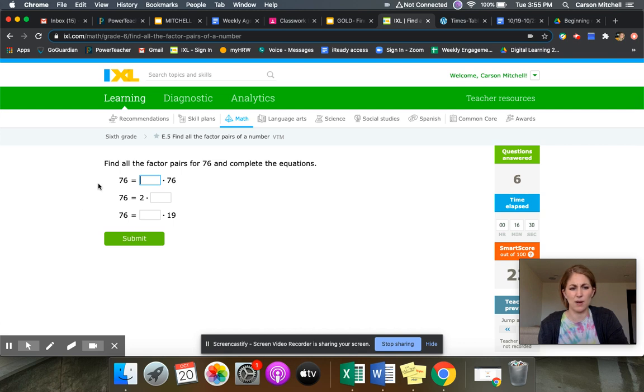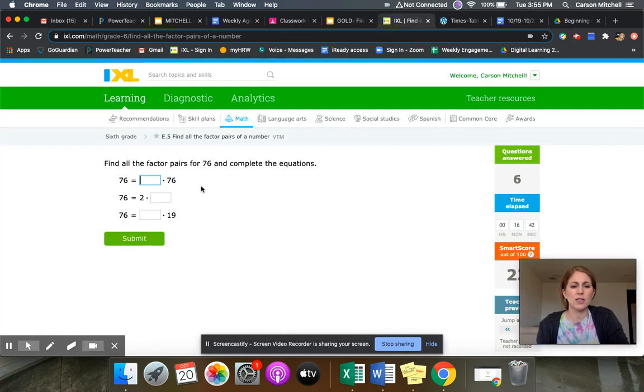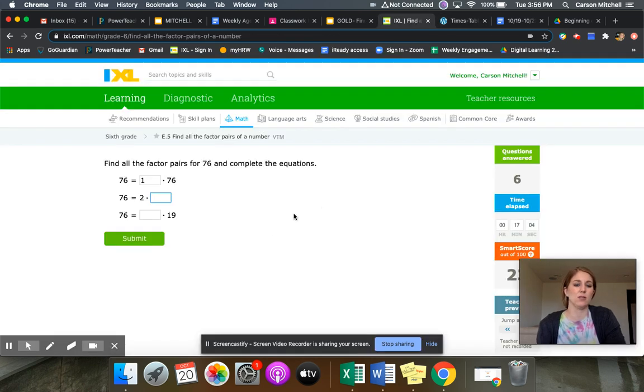Oh, 76. Wow. I don't know my multiplication facts for 76, and I don't know that my multiplication chart goes up that high either. So this is a good example. Something times 76 equals 76. Well, I know that that's 1 because 1 times any number equals the other number. And I know 2 times something is 76 because it's even, so it would be divisible by 2. But my times table doesn't go that high. So now what am I supposed to do?